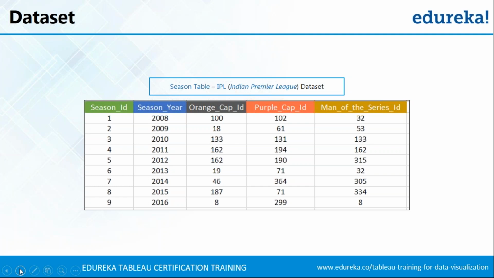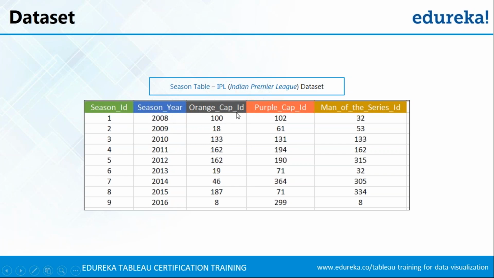And now we have the season table. So now it contains the season IDs, the season year. So the first season has the season ID 1, and it was played in 2008. The orange cap ID was 100.